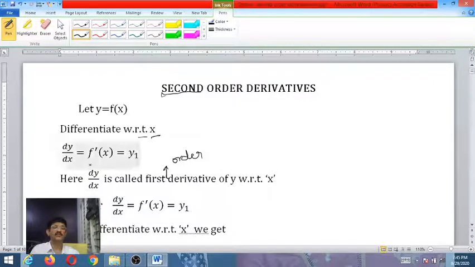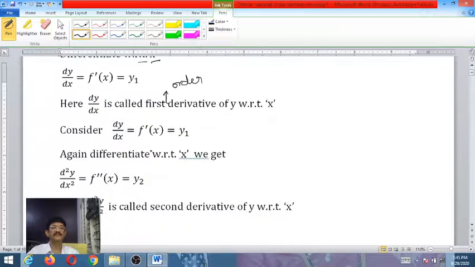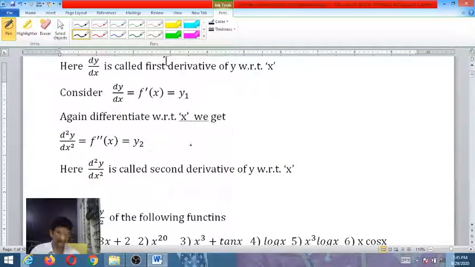Now consider the same dy by dx. You again differentiate this dy by dx with respect to x. Then we get d square y by dx square, or f double dash of x, which is also denoted by y2. Remember, if dy by dx is the first order derivative, then this is d square y by dx square.